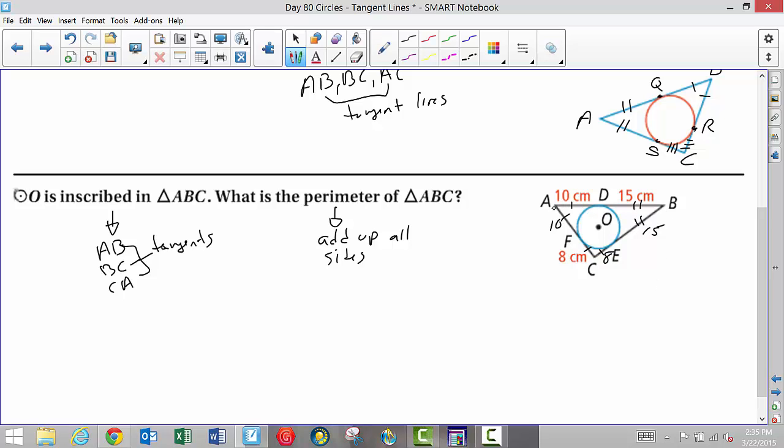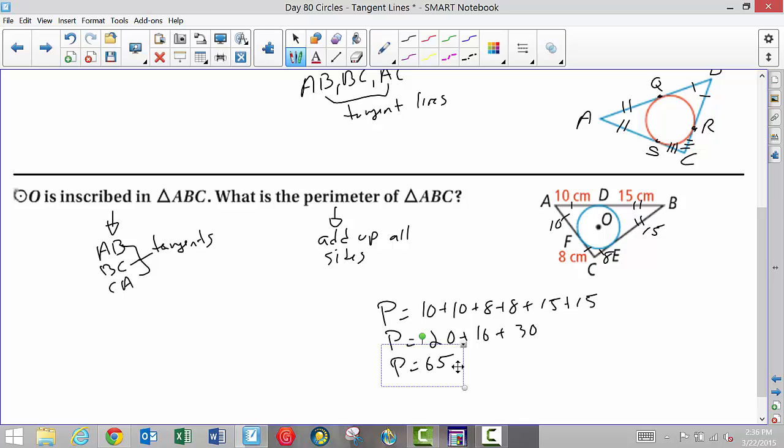Because from the angle, the tangent segments meet at a point outside the circle and go to the points of tangency, they're going to be congruent segments. So 10, 10, 15, 15, 8, 8. I know the perimeter is going to equal 10 plus 10 plus 8 plus 8 plus 15 plus 15. So the perimeter is 20 plus 16 plus 30, which is 65. So the perimeter is 65 centimeters.